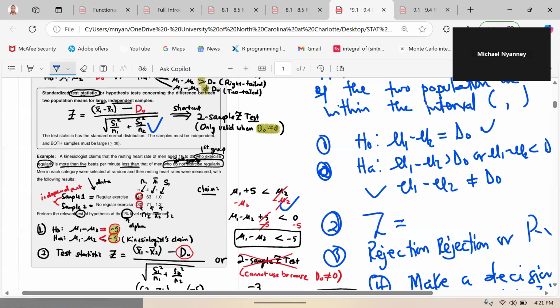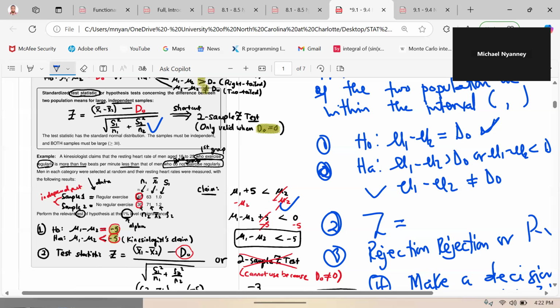Always, the H naught does not change. Note that it's always mu1 minus mu2 equal to some number we don't know. We are here to find that number, D naught, based on HA. So H naught stays the same, but is D naught 0 or different than 0? Based on the statement in the question, you determine that. The first group you use mu1 for, and the second group you use mu2 for.